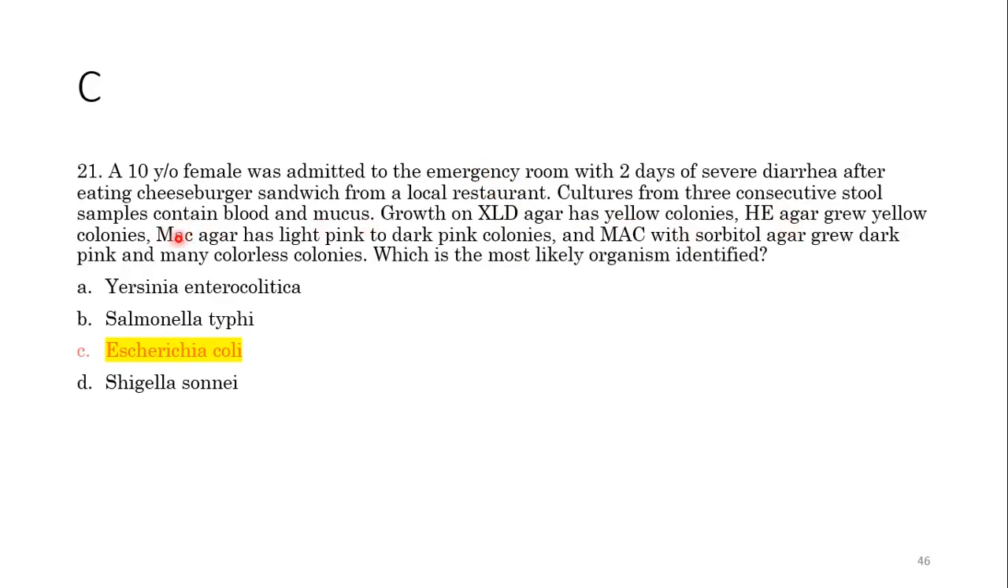Definitely, it will grow in MacConkey agar since E. coli is a gram-negative bacilli. And by using MAC with sorbitol, it will show dark pink and many colorless colonies. So most likely, the identified type of E. coli is the serotype O157:H7, but still requires confirmation by using serotyping. Okay, so number 21, letter C.